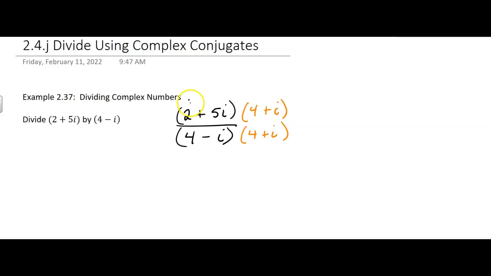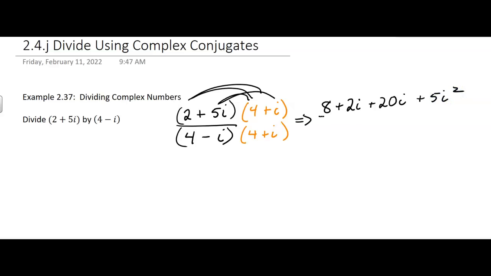So in the numerator, I get 2 times 4 is 8. 2i, oops, that's not a very good little rainbow thing. And then I get 20i, I'm just foiling. And then I get 5i squared. Then I'll take care of the i squared in a minute.